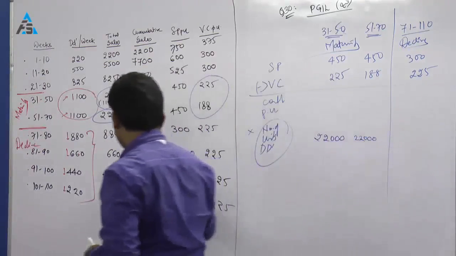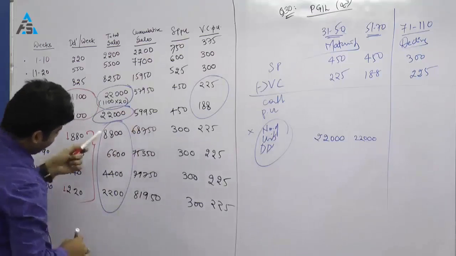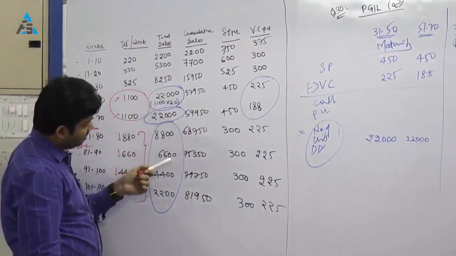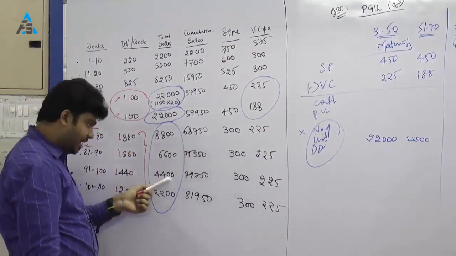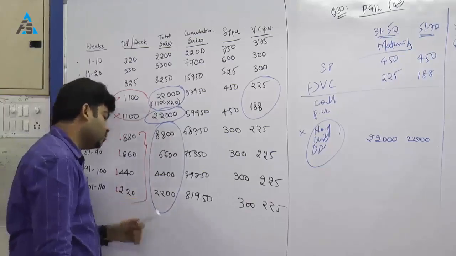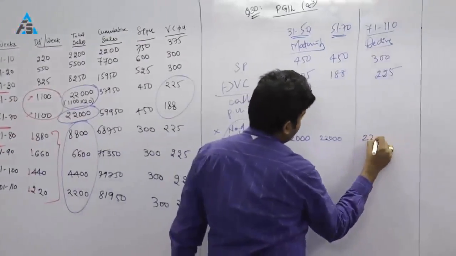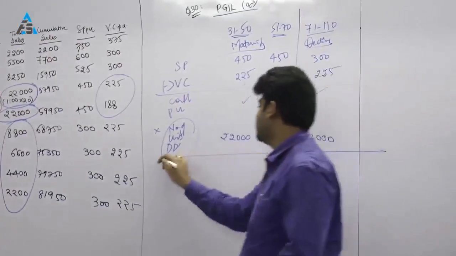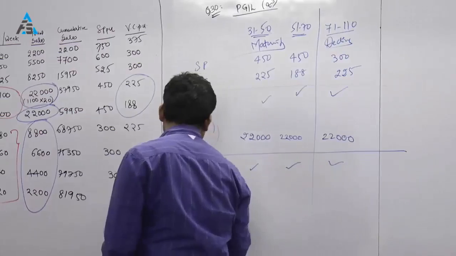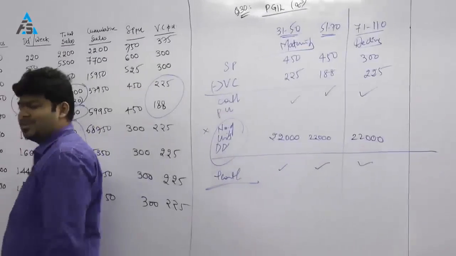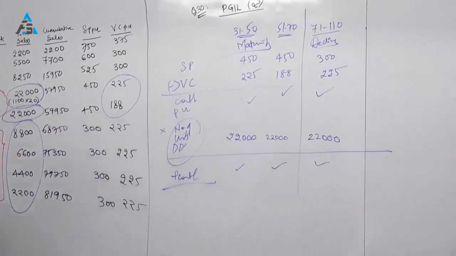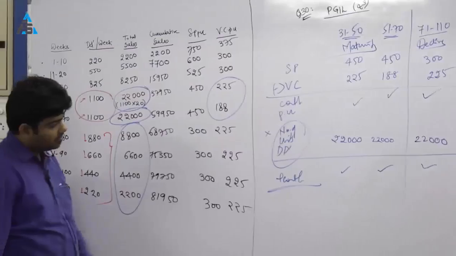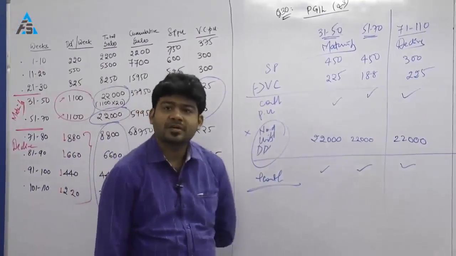From 71 to 110, we will have to total up this. So 8,800 plus 6,600 is 15,400, 15,800, 19,800, 22,000. Oh, so 22,000 here as well. The contribution per unit that we are going to get multiplied by the demand, total contribution that we will get in the remaining two phases, which is maturity and decline. And probably this is the question that they have asked. I hope we are pretty much clear with the way things are solved.